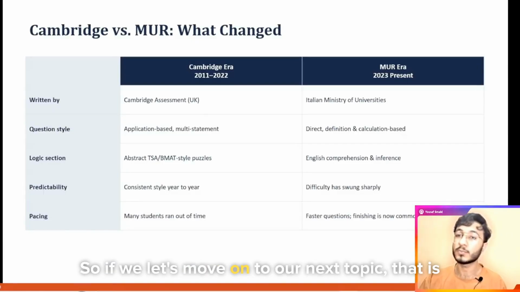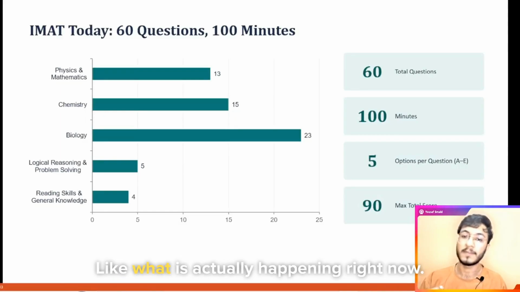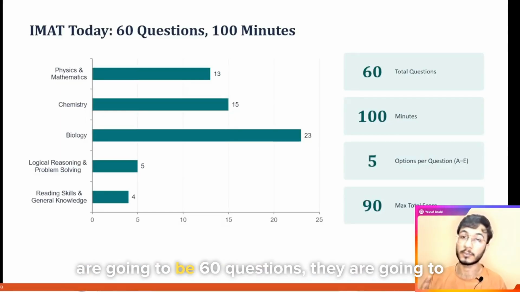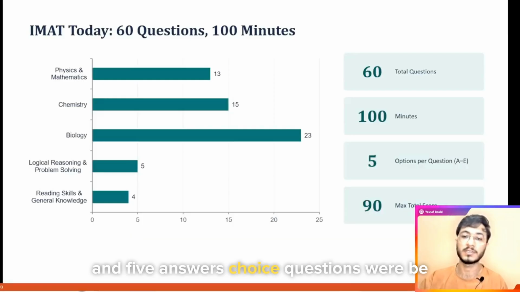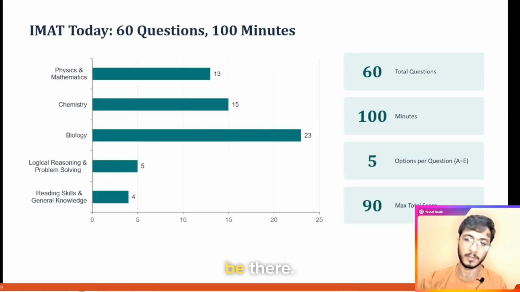So let's move on to our next topic, that is about the current format breakdown for the IMAT, like what is actually happening right now. So here's the current IMAT structure. There are going to be 60 questions, there are going to be 100 minutes, and you will use pen and paper, and 5 answer choice questions will be given, and there will be one correct answer.